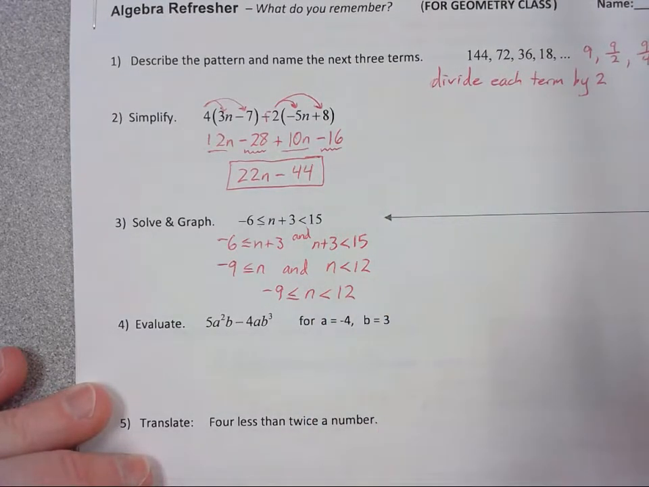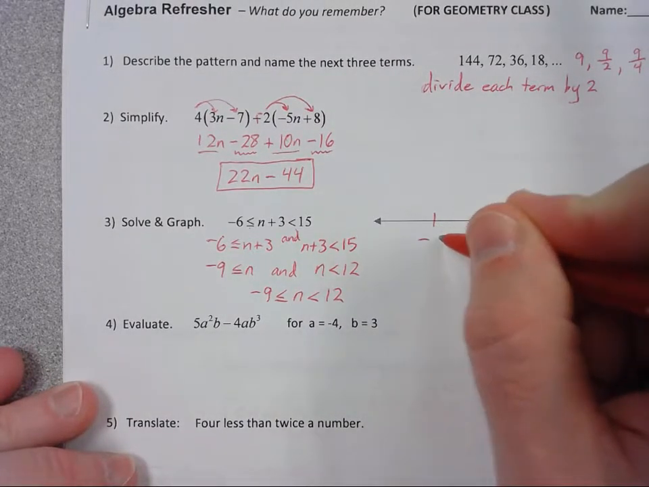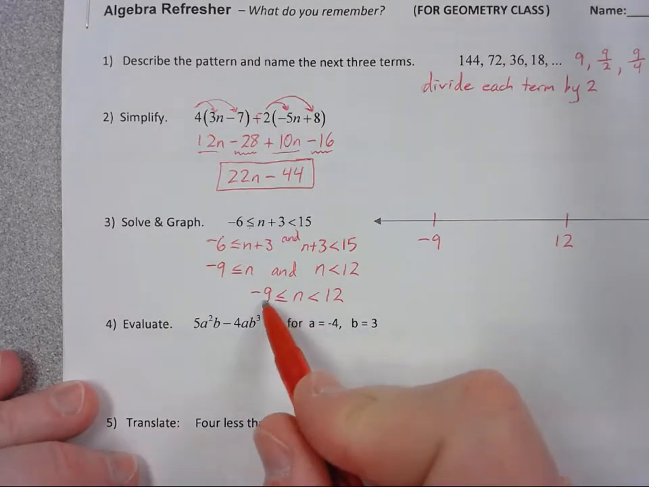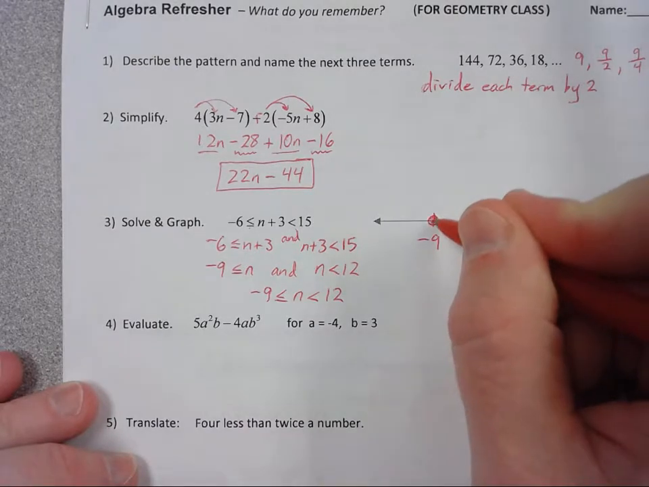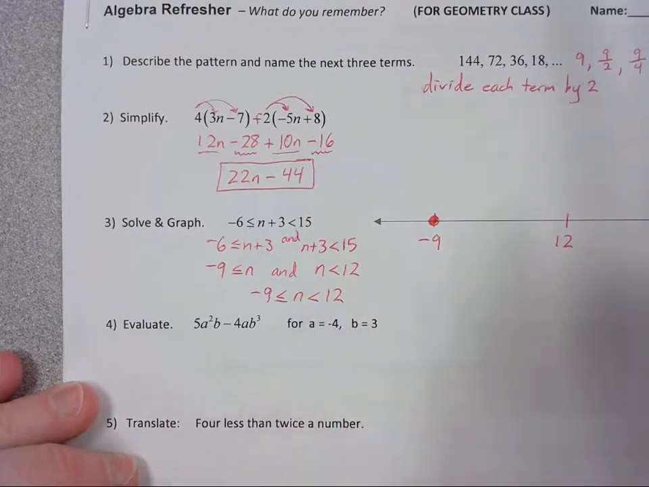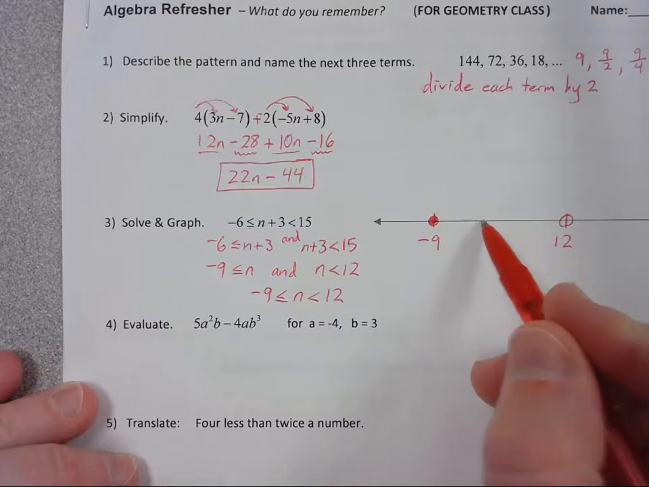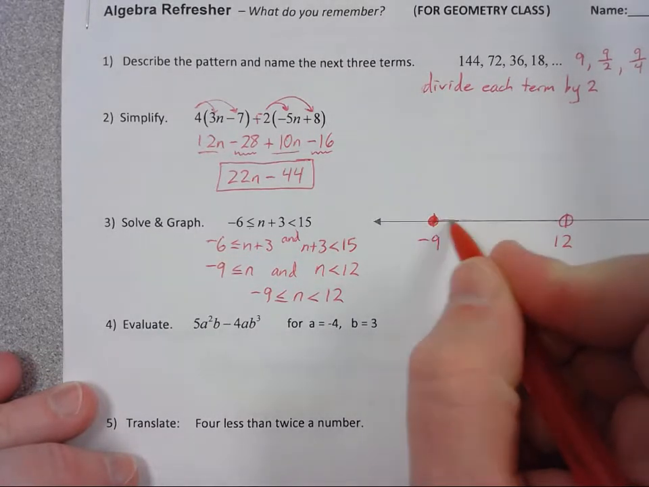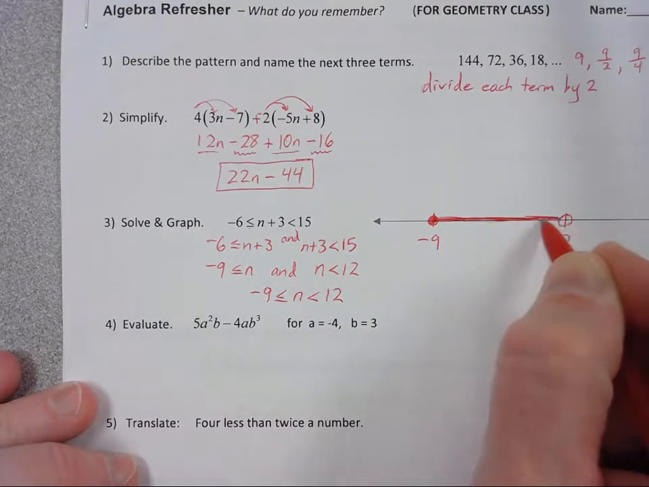So when we go to graph this on a number line, we need to go from negative 9 to positive 12. Because it has less than or equal to, we use a filled in circle at negative 9. Because it's less than 12, we need an open circle at 12. And now we need greater than negative 9, less than 12. And so if both of those are true, it's got to be this area in between the 2 circles.